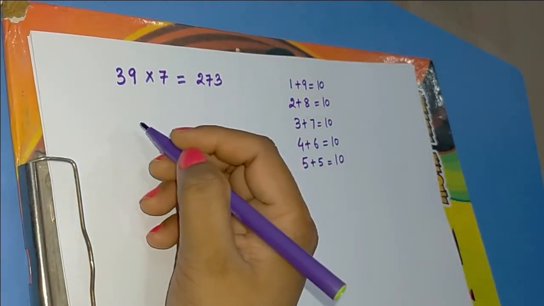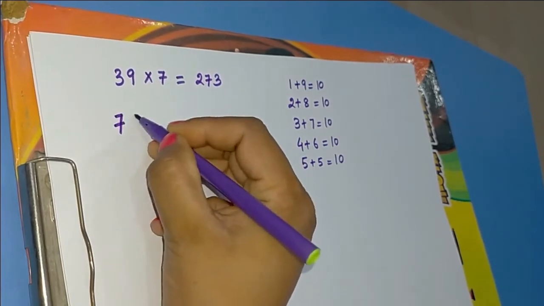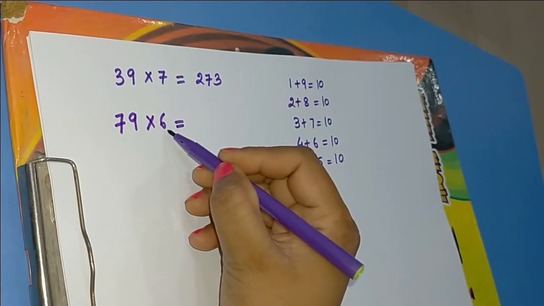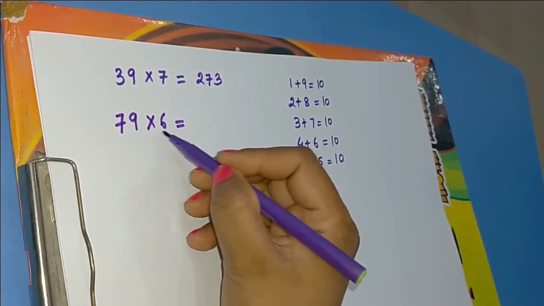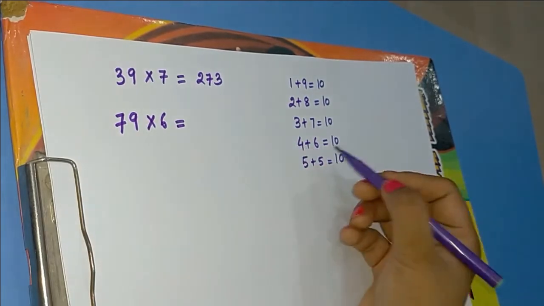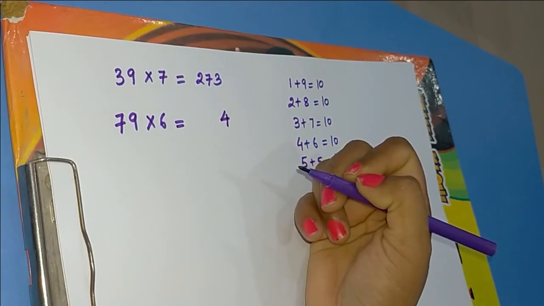So let's understand this concept with the help of an example. Let's take the number 79 cross 6. So here you can see that we have to multiply 79 by 6. Here pair of 6 is 4. So here we need to write down the 4 at ones place.